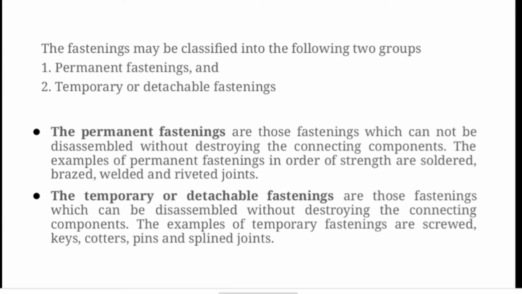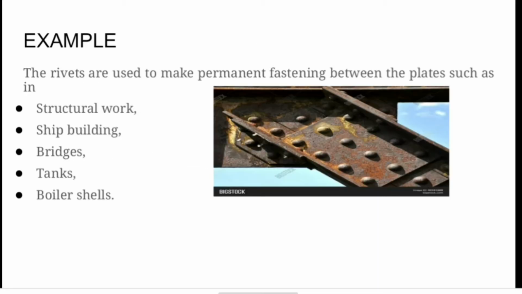Soldered, brazed, welded and riveted joints come under permanent fastening. Screwed joints, keys, cotters, pins and splined joints come under the category of temporary fastening. These are basic examples of riveted joints. Riveted joints are mostly used in structural work, shipbuilding, bridges, tanks and boiler shells. Here is one bridge example, where in bridge joining the two plates are joined by connecting rivets. In this diagram we can clearly understand how the rivet is placed.